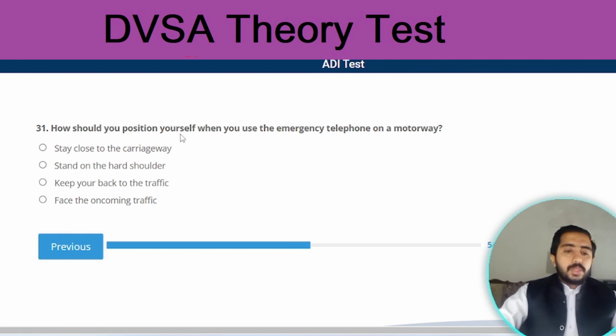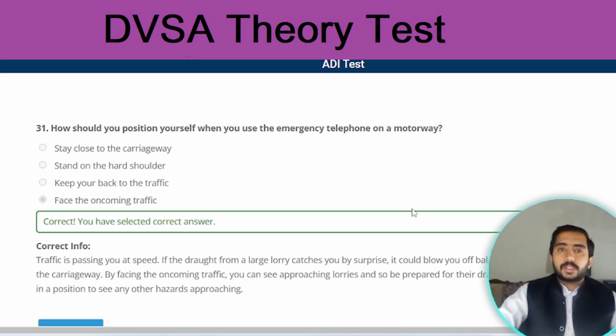How should you position yourself when using the emergency telephone on a motorway? You can position yourself by facing oncoming traffic. Option D is the correct option. Next question.